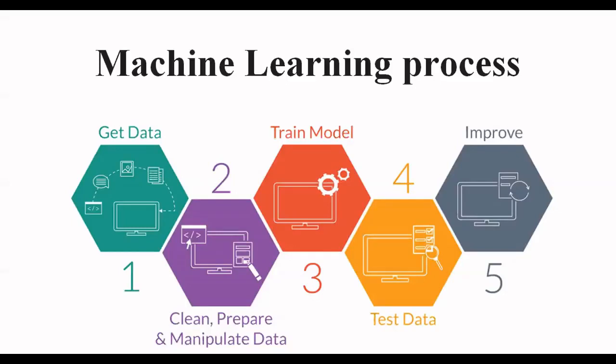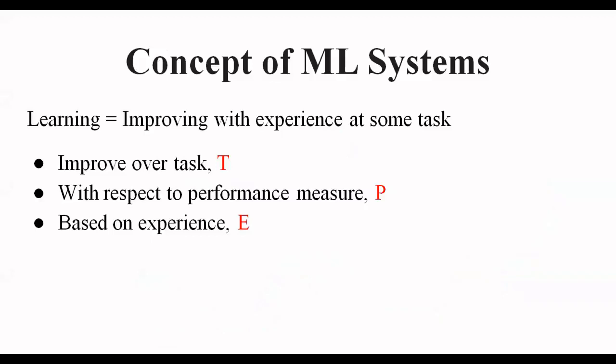So similarly, the concept of machine learning involves three terms. Learning in machine learning is improving with experience at some task. We define three terms: T is the task, what is the task here. And with respect to the performance measure, what is the outcome, what are the results, which will be P, and experience, or past experience or learning, is defined as E.